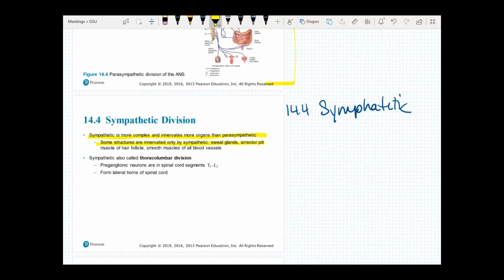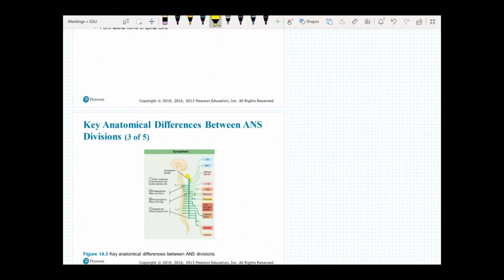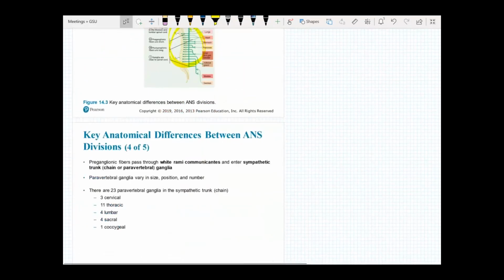So your sweat glands, your hair follicles, and smooth muscles of the blood vessels specifically are only innervated by the sympathetic nervous system. So it's also called the thoracolumbar division because it is bringing the preganglionic fibers just from the center, the thorax, and the middle of the body.